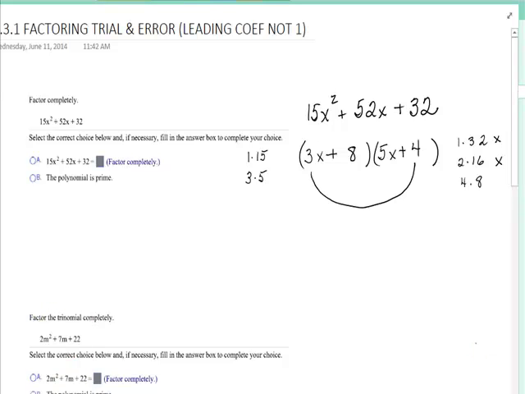I'm sorry, I had to pause my video for just a minute. I've switched my 8 and 4, and so my outer product is 12x, my inner product is 40x. Yay! The sum of those is 52x. So I had to try 1 and 32, 32 and 1, 2 and 16, 16 and 2. I tried 4 and 8, then I switched to 8 and 4.